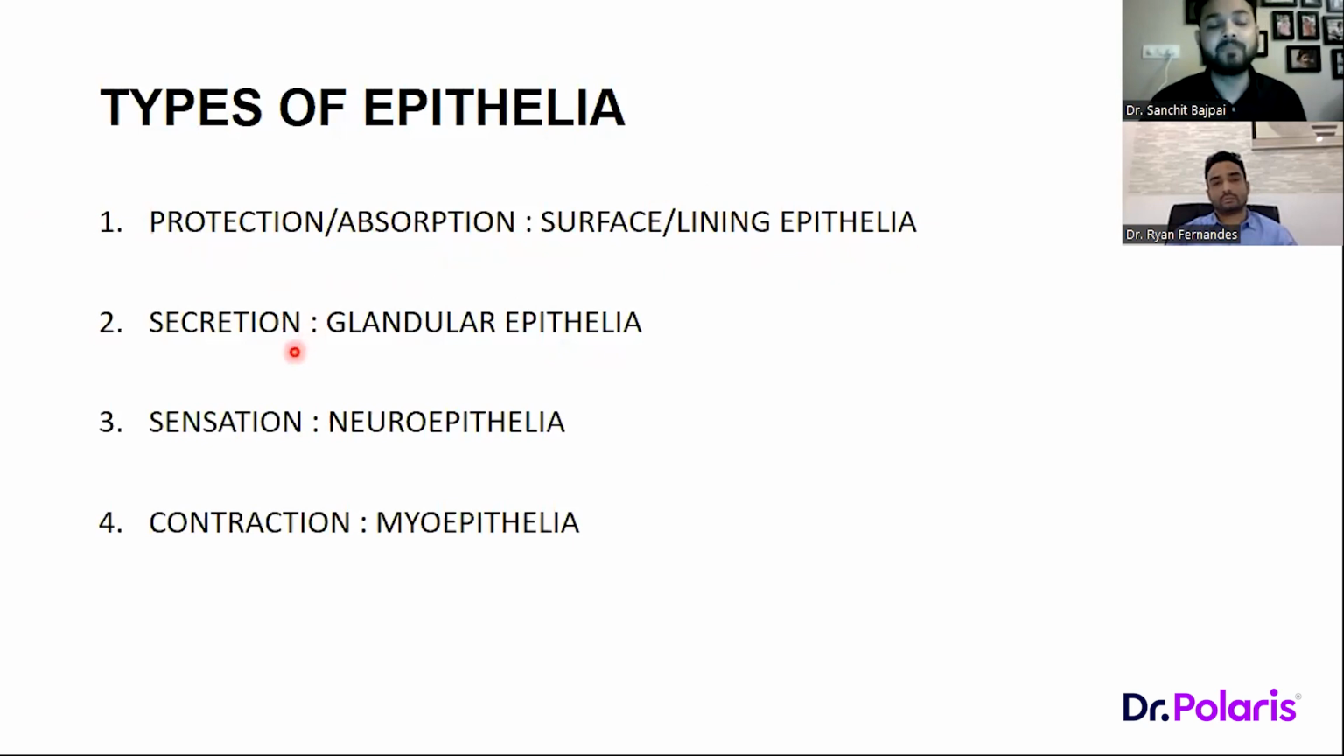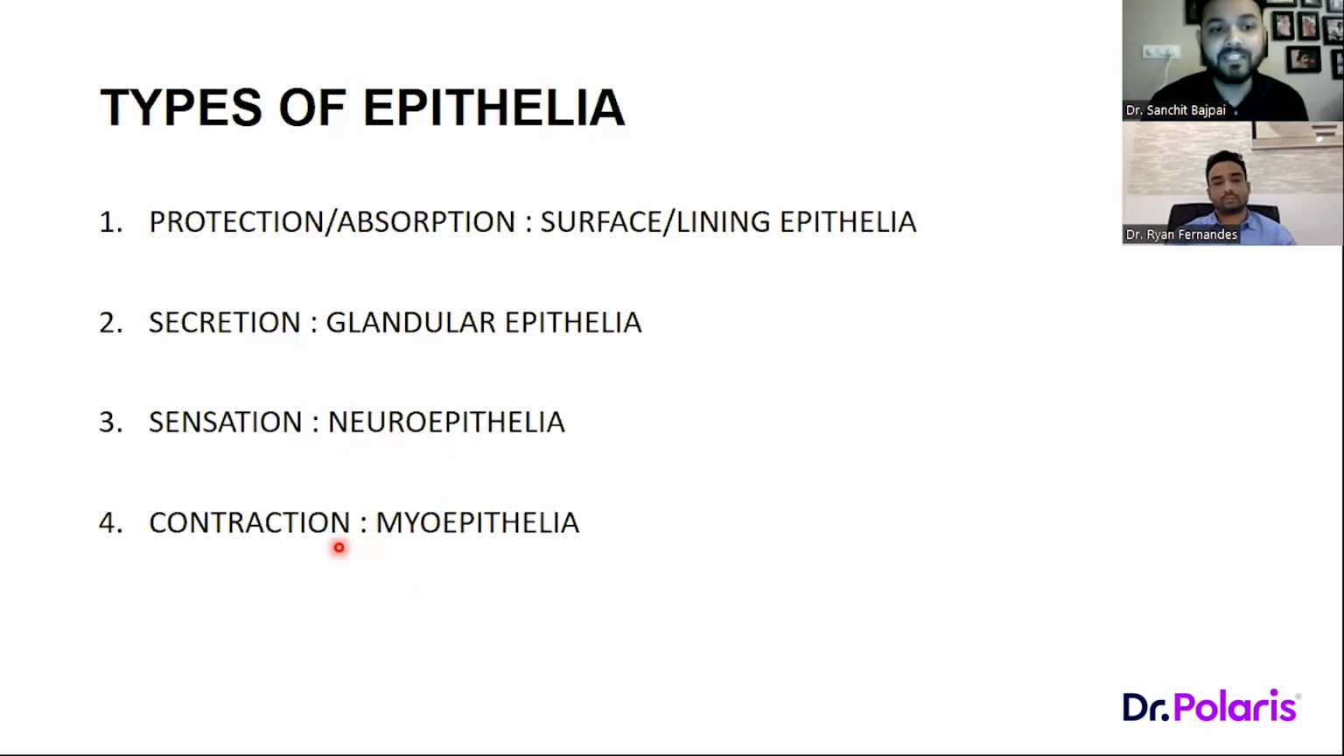So this is the first part. Second type of epithelium is something that is glandular, gland-like. You can remember the glands. What do the glands do? They secrete. So second thing is secretion by glandular epithelia. Third type is something which is related to neuro, right? Neuro means sensation. So some epithelia which is related to sensation, we call them neuroepithelia.